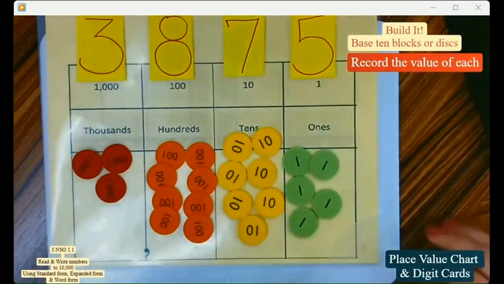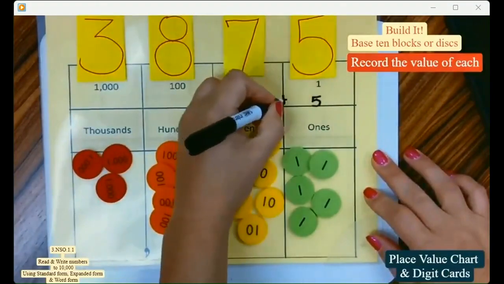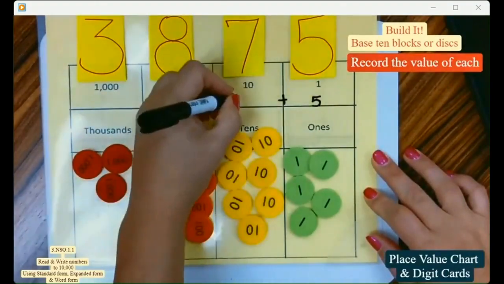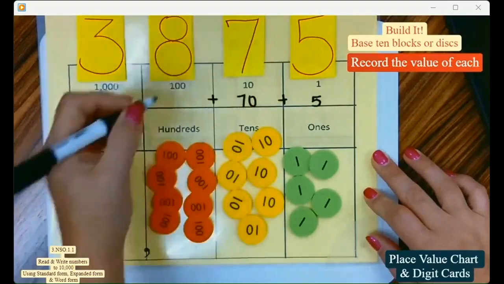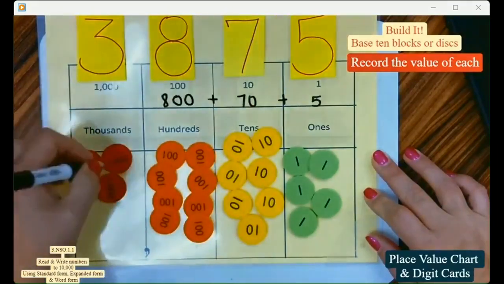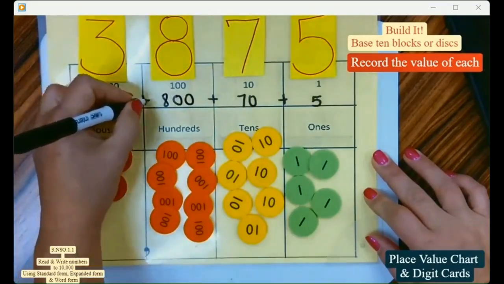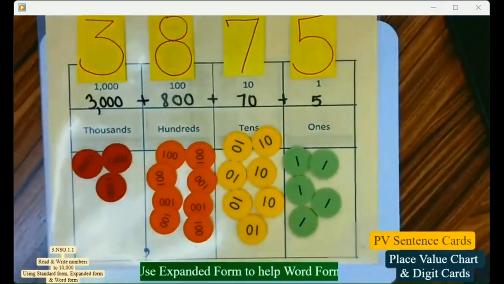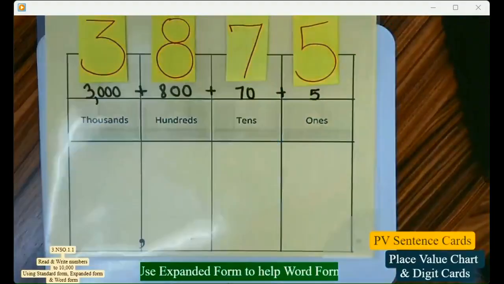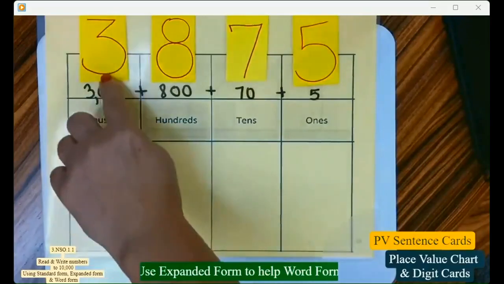This would help students with the expanded form, discussing the value each digit has in its given place value. 7 tens is worth 70, 8 hundreds is worth 800, and 3 in the thousands place is worth 3,000. Using the expanded form also helps students with building their word form of numbers.